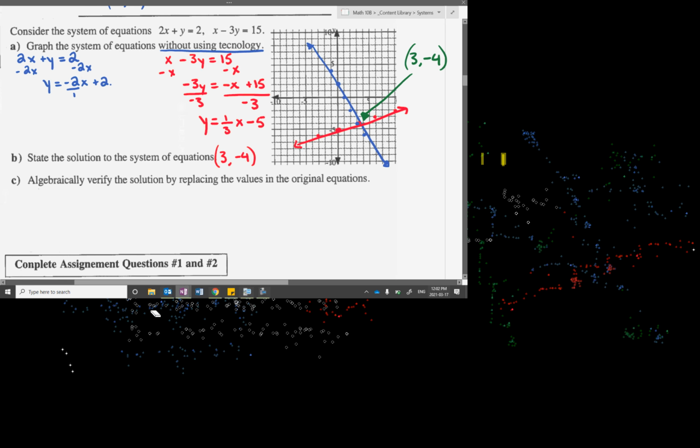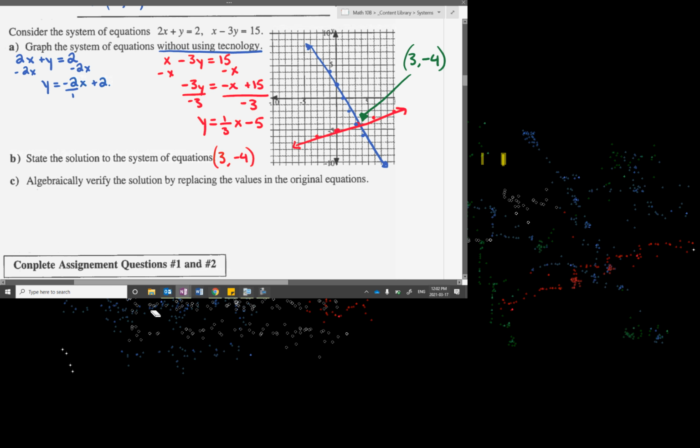Then it says, algebraically verify your solution by replacing the values in the original equations. Oh, sorry, Camden, go ahead. On like it says -3y equals -x plus 15, like when times the x onto the other side. Does it matter like if we do -x plus 15 or 15 times x? No, value-wise, no, it doesn't matter.